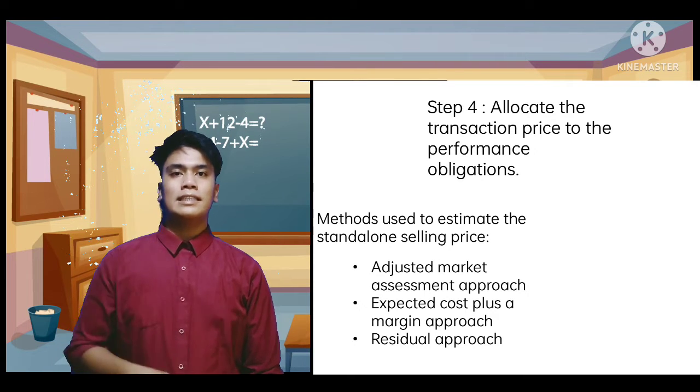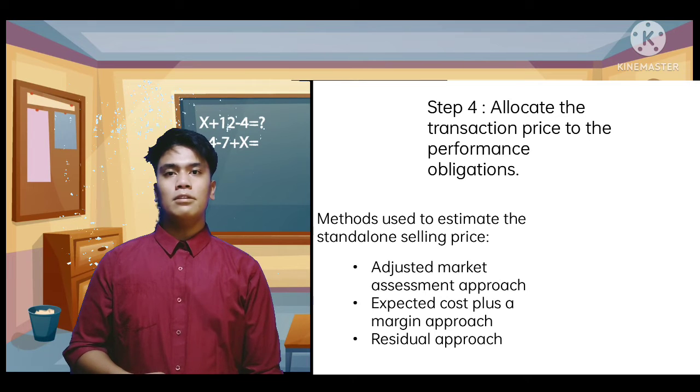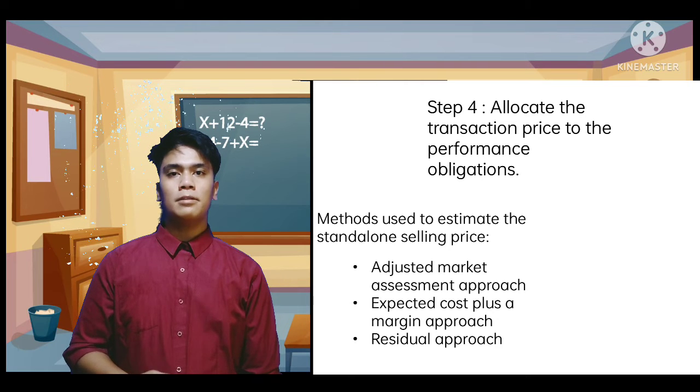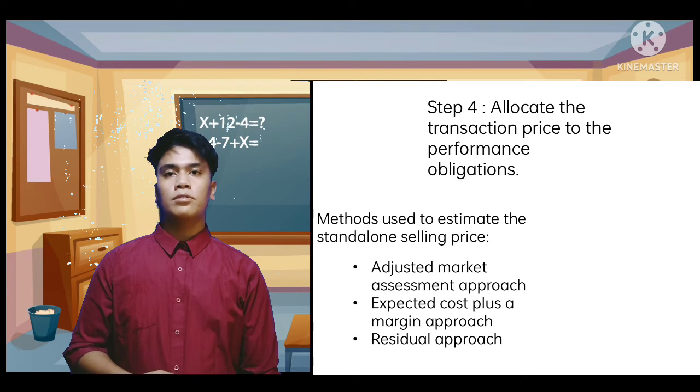Pangatlo, residual approach. The stand-alone selling price of a good or service is the residual amount after deducting all the stand-alone selling price of other promised goods and service in the contract from the total transaction price. A combination of methods may be used if two or more goods or service have highly variable or uncertain stand-alone selling price.